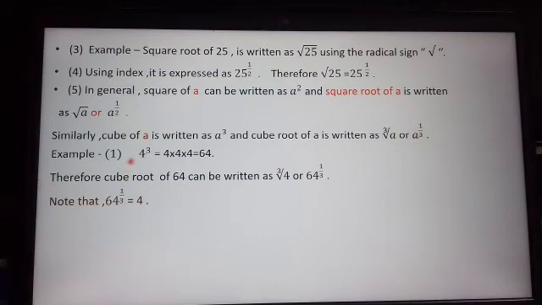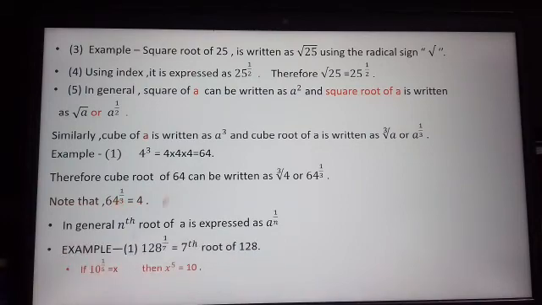Here one example is given: 4 cube. It is written as 4 multiplied 3 times, 4 into 4 into 4. What is the answer? 64. Therefore, the cube root of 64 can be written as cube root of 64 or 64 to the power 1 by 3. Then note that 64 to the power 1 by 3 is, the answer will be 4. In this way, some examples are given in the textbook.